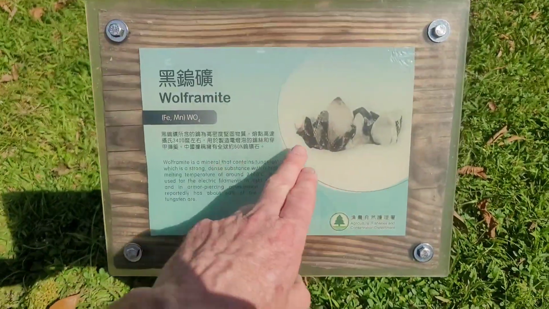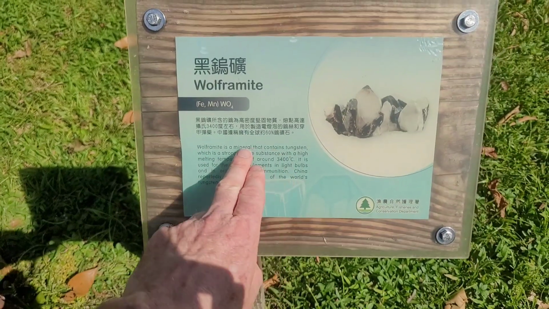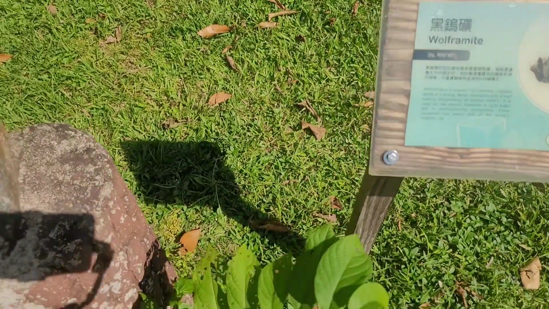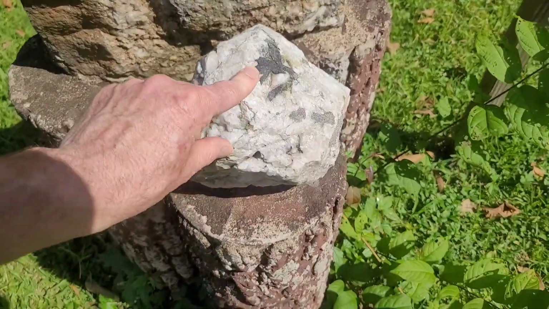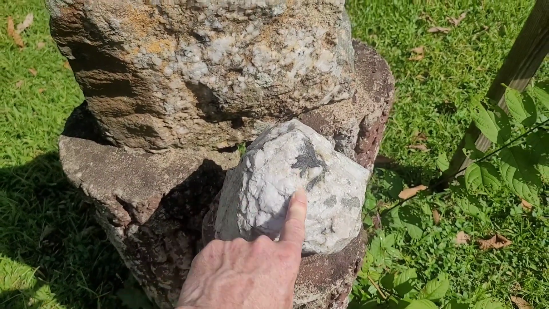Wolframite, so we're looking at that. Okay, so wolframite is a mineral that contains tungsten. So this is the actual wolframite in quartz.